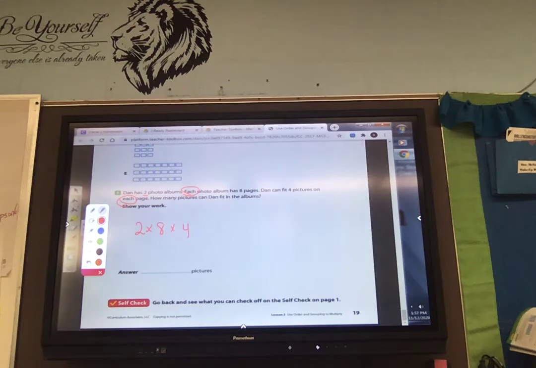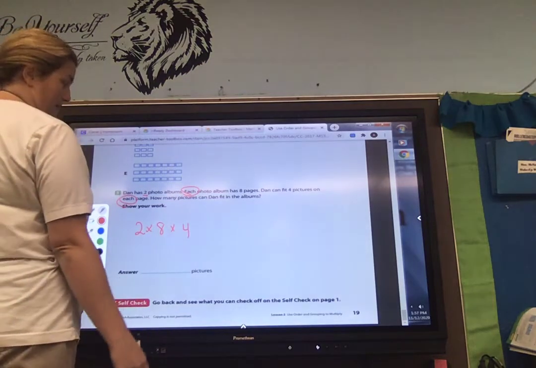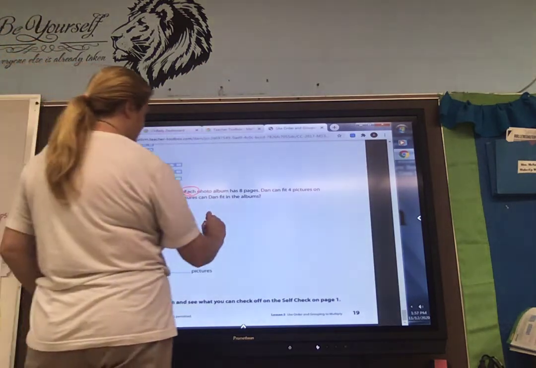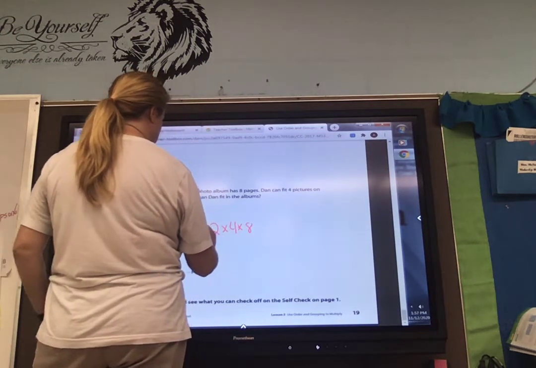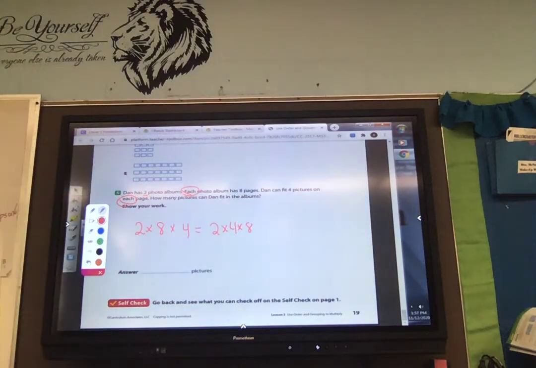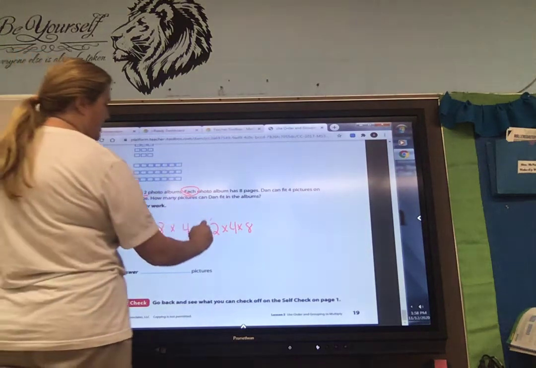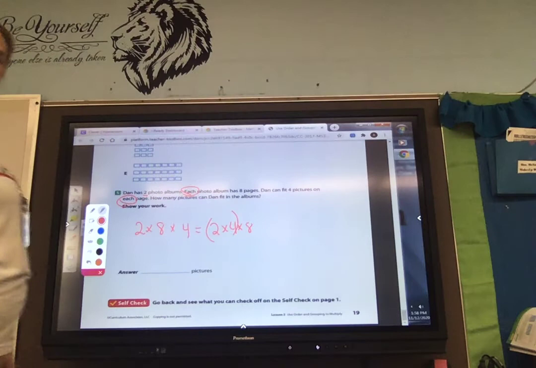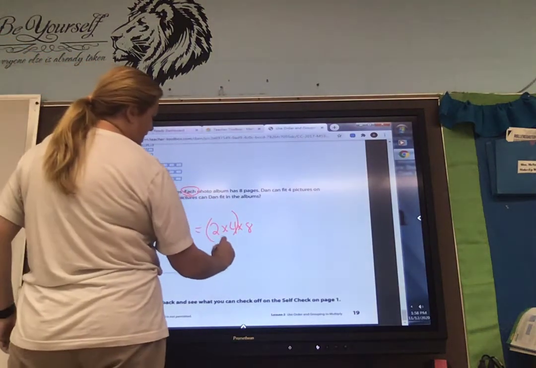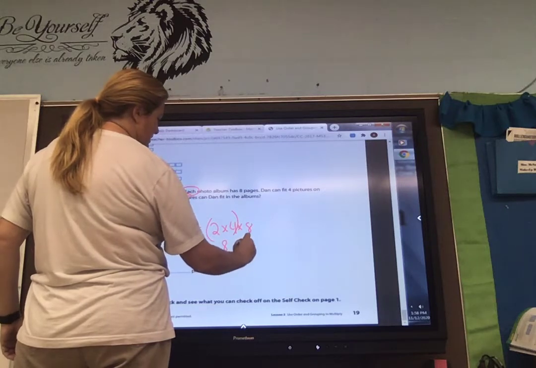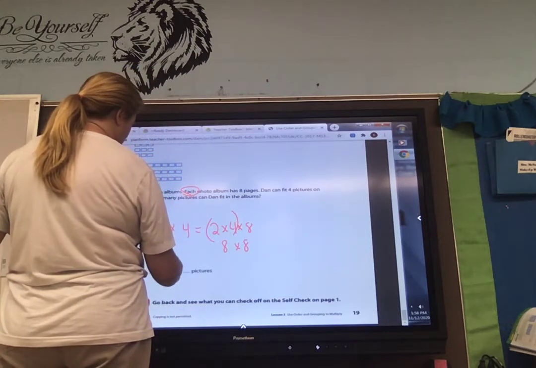Miss Coleman doesn't like that. What's she going to do? Anybody? Now I'm going to rearrange it. I'm going to put the small factors first. I want those to be together. So I'm going to reorder mine using the commutative property. And then I'm going to use that associative property and put 2 and 4 in a group. 2 times 4 is 8. And 8 times 8 is 64.